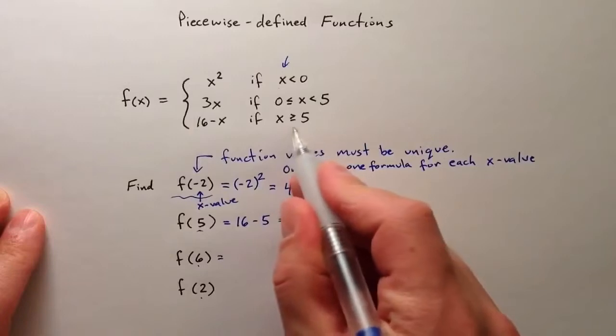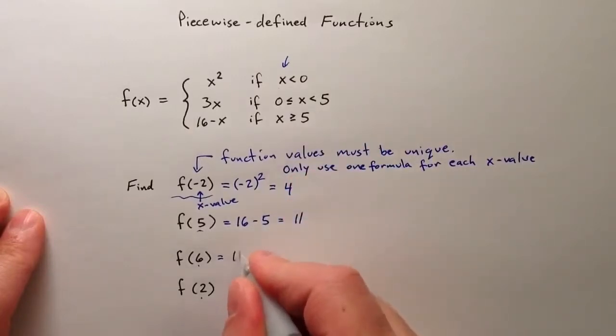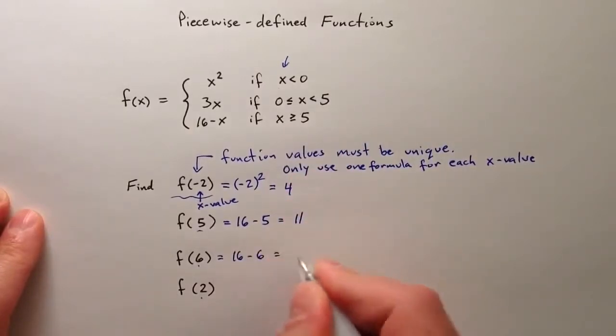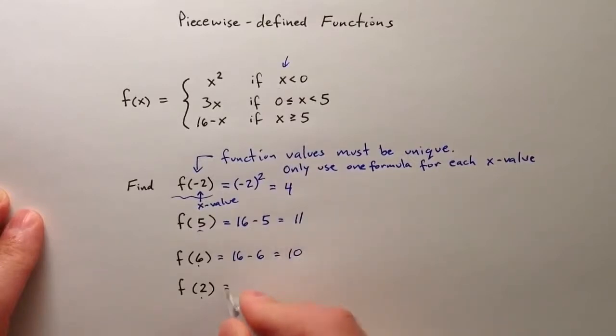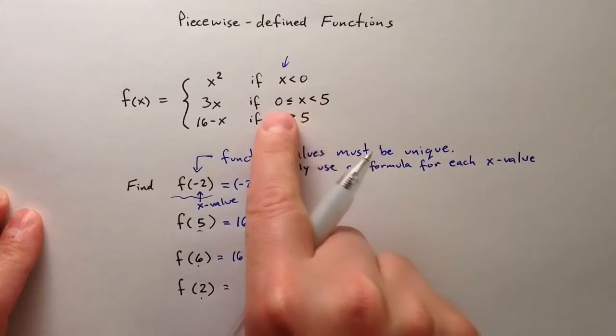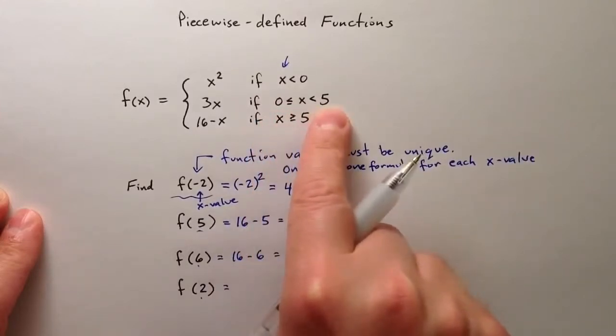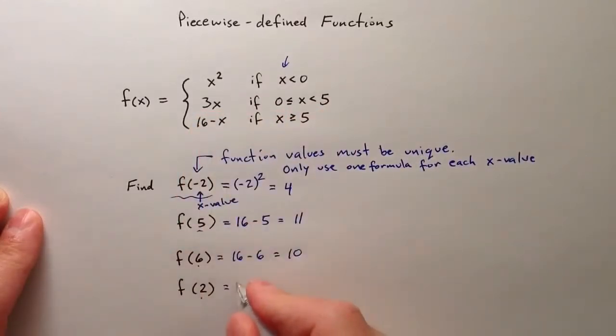At 6, of course, 6 is also greater than or equal to 5, so 16 minus 6 gives me a function value of 10. And finally, when x equals 2, if I look at these statements, 2 falls between 0 and 5, and so the formula to use would be 3 times 2. So the function value would be 6.